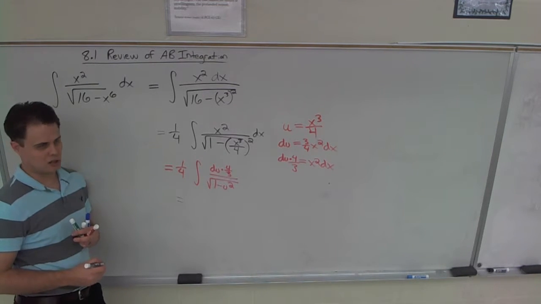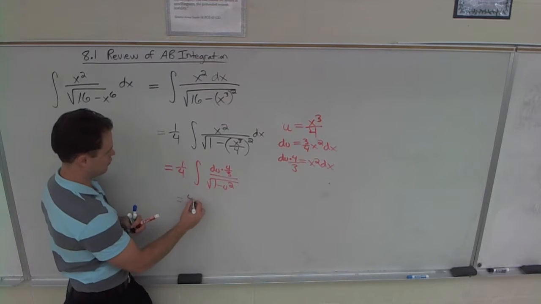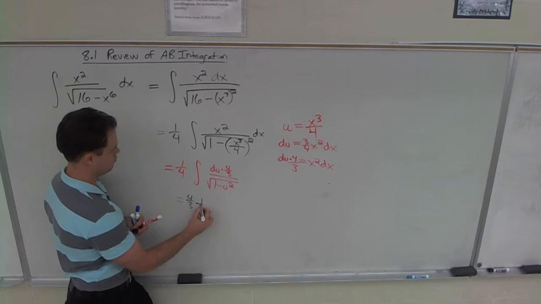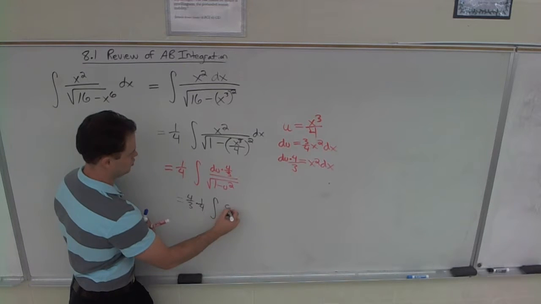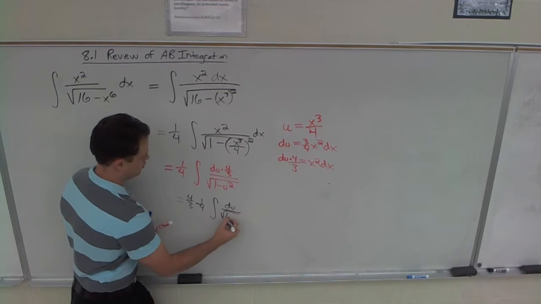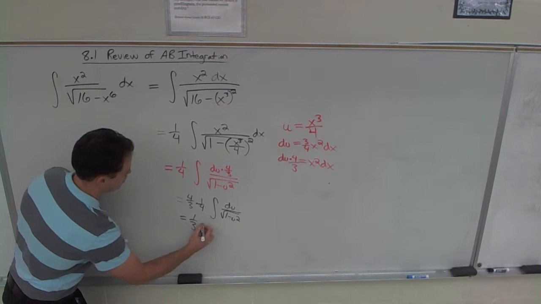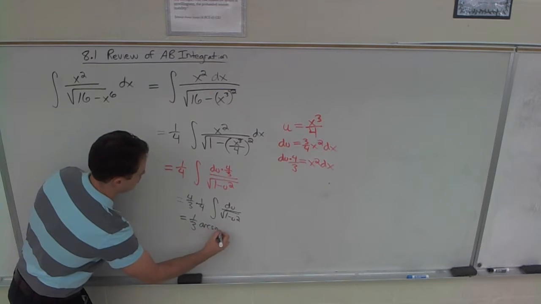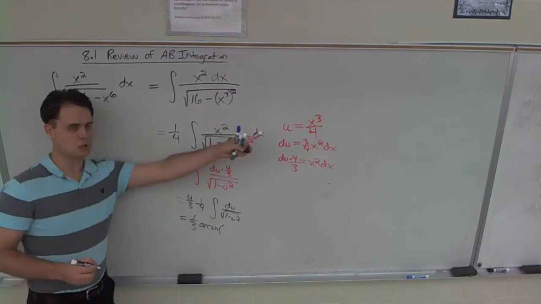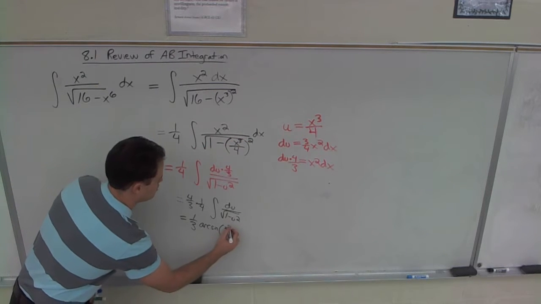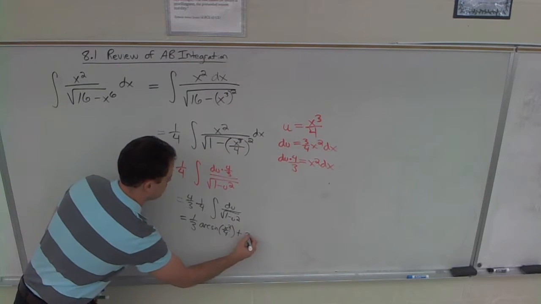So bring your constants out in front, see what happens. We've got 4/3 times 1/4 integral of one we have memorized. So that's just going to be 1/3 arc sine of u, which u is x cubed over 4 plus c.